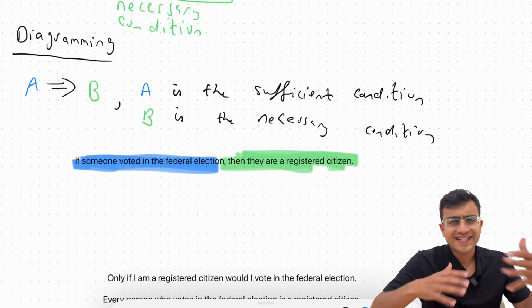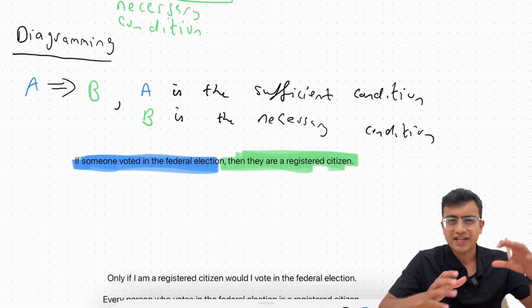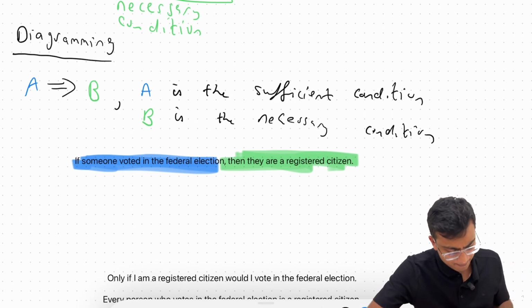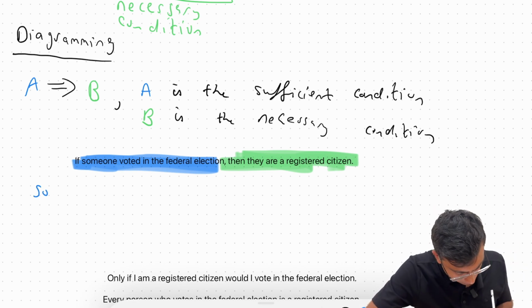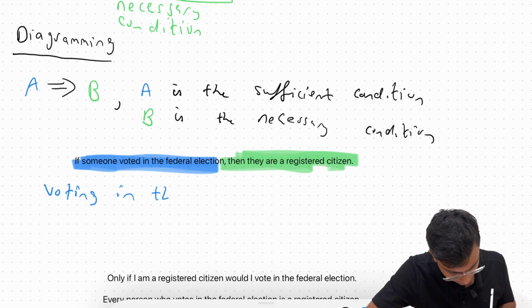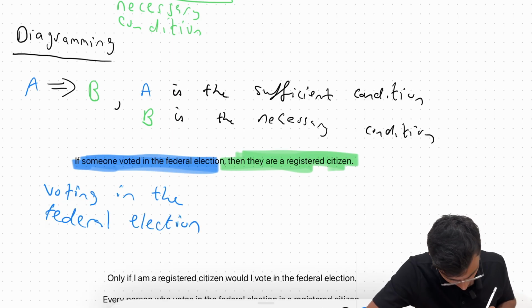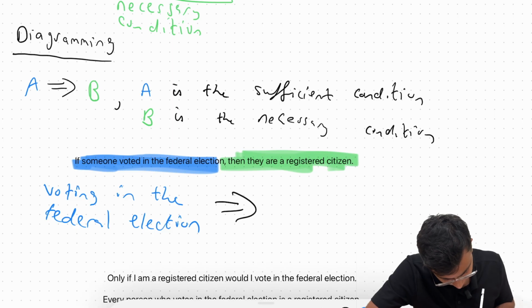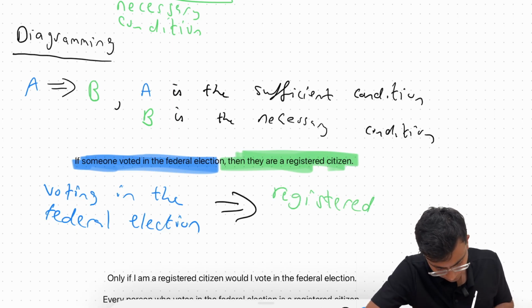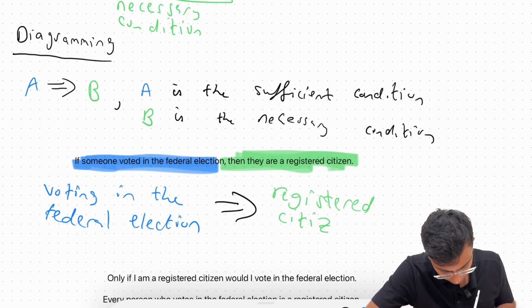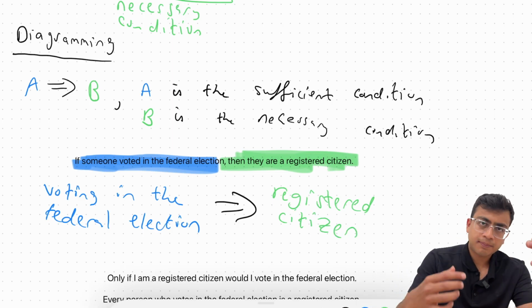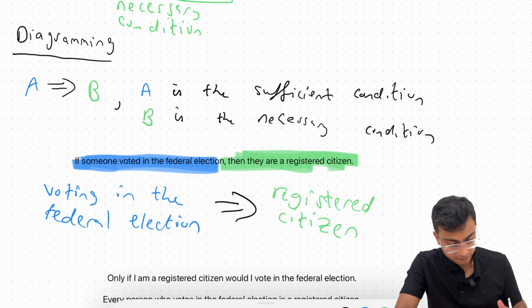And we strip off any keywords or phrases. So we're not going to include the "if" and the "then" in the diagram. So this becomes voting in the federal election implies they are a registered citizen. Okay. And check out the power of diagramming.